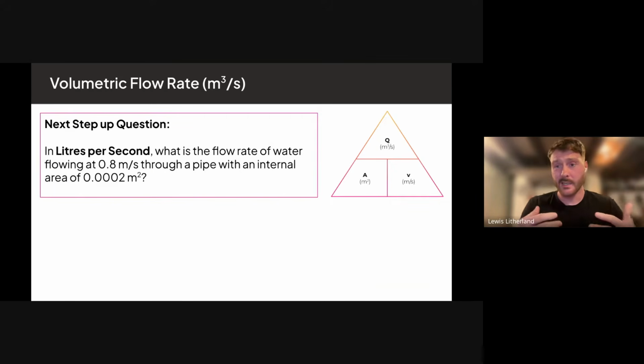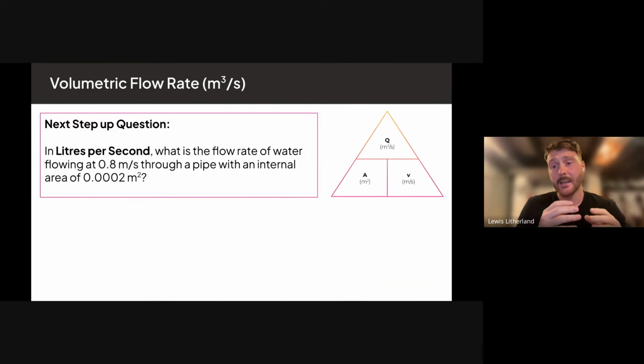I've called this the next step up now, so let's progress that a little bit. What about now in liters per second? What is the flow rate of water flowing at 0.8 meters per second through a pipe with an internal area of 0.002 meters squared? If you're not fully aware of this, the numbers for the velocity and the area are the exact same as previously. Obviously, the top part of it has changed. So now we're asking for it in liters per second.